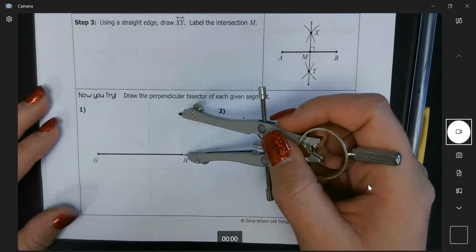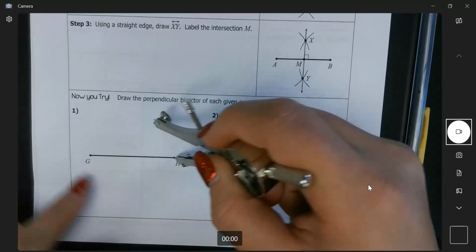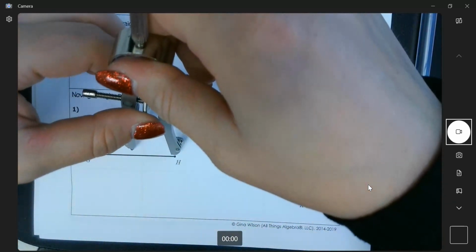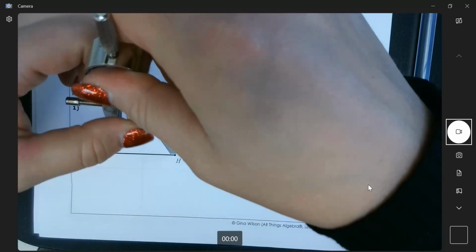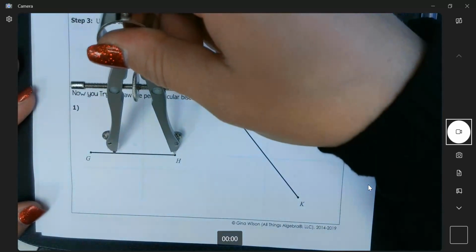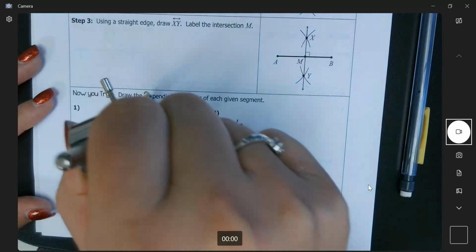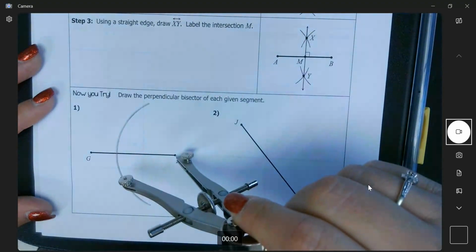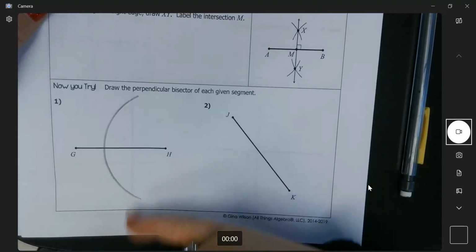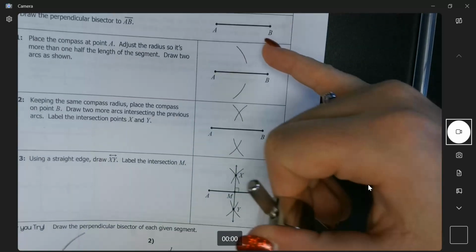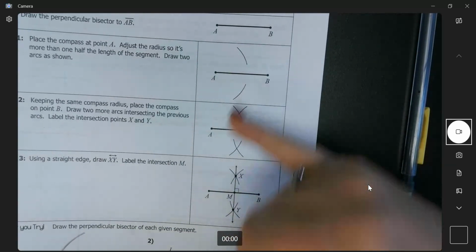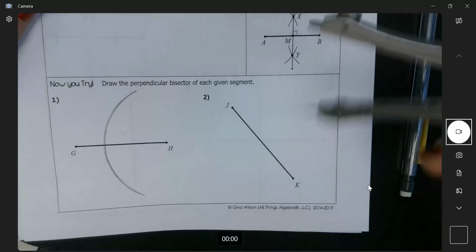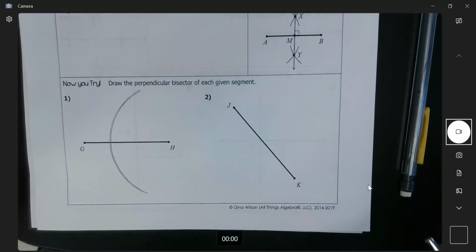I'm going to start at H. My habit's always starting on the right. And I'm going to extend my compass so that it's a little bit past the middle of the segment, and I'm going to make an arc above and below. You could make that arc that we just drew here, or you can make the two little pieces, if you want to do that. It's up to you. They're both the same thing, just a different way of doing it.